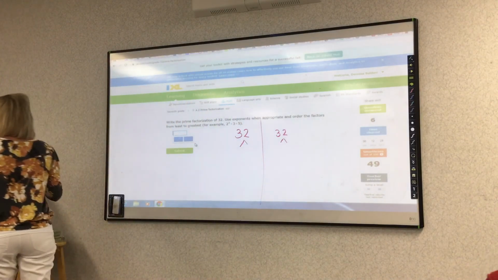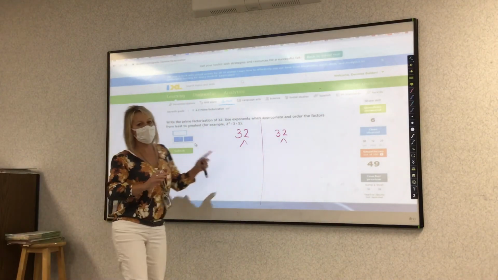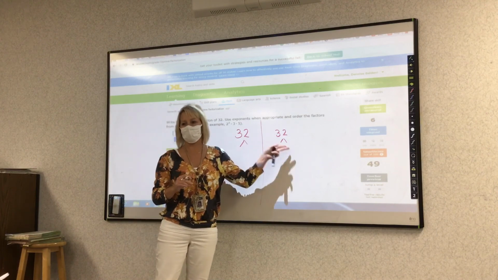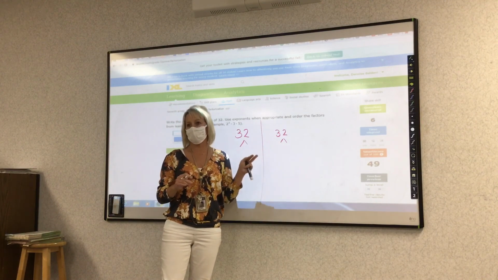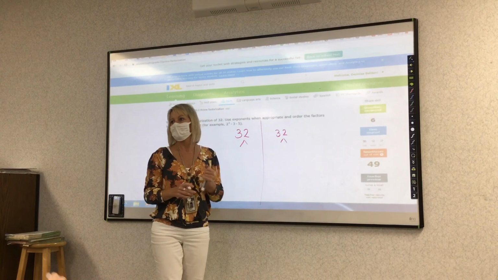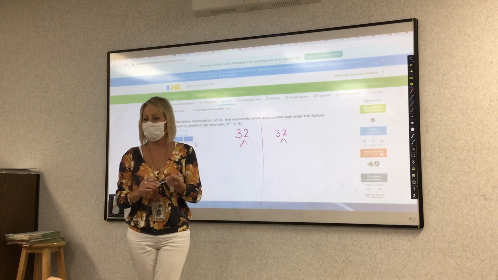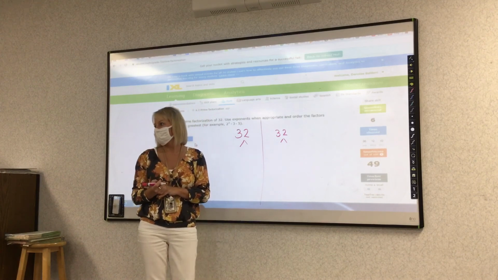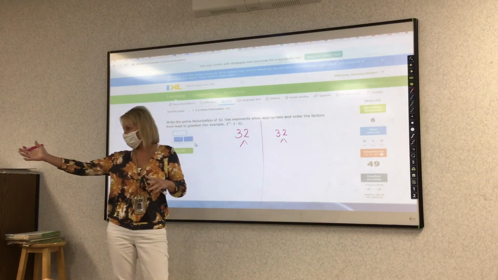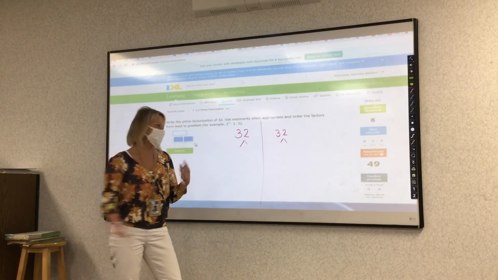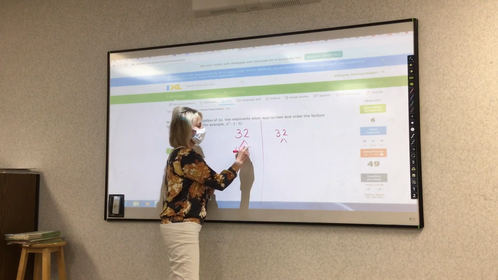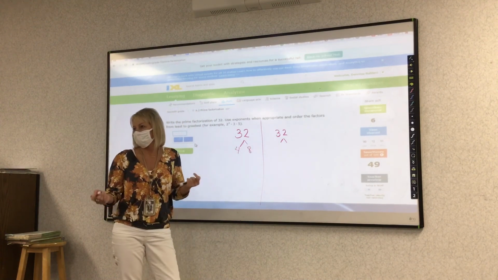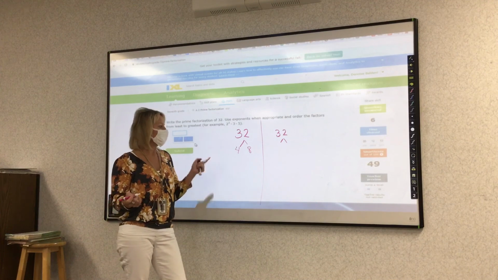Okay. If you guys notice, I put 32 up here twice, because I'm going to show you 2 ways that you can do this. There's more than one way, as long as you get down to the final answer. So, what did you use for your first 2? 4 and 8. That's what I would have normally done too, because I know my facts. I know 4 times 8 is 32.